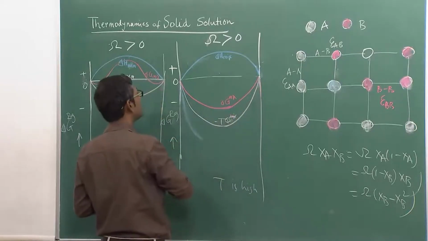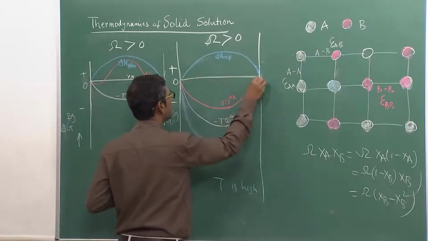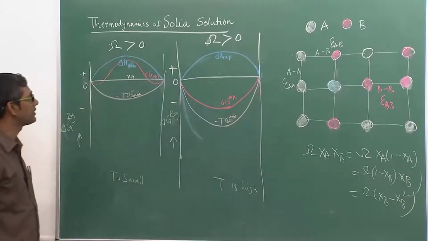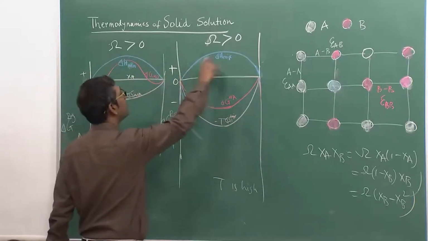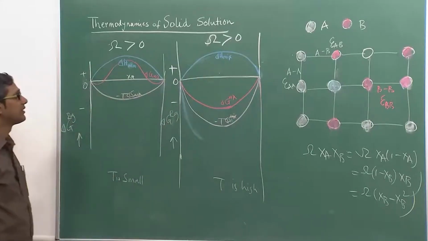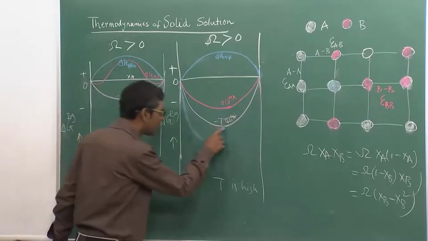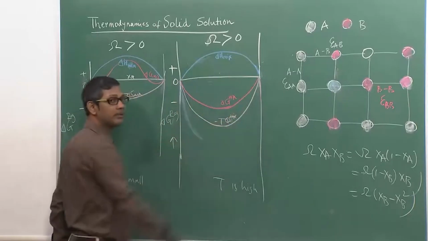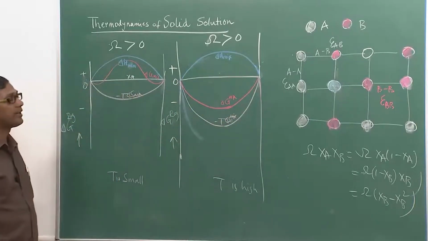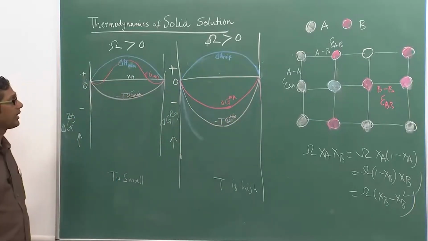Okay, so that means what? Again, even if you have a positive value of omega leading to a positive value of delta H mix, because the contribution of the entropic term is so high at high temperature, delta G will be again negative, and look, it is a parabola, an inverted parabola again.